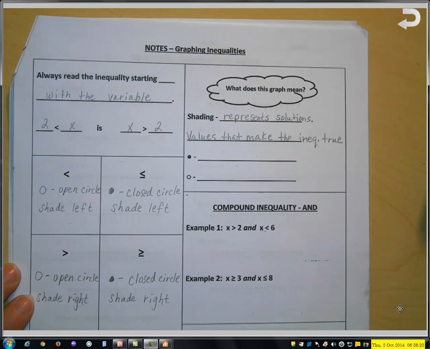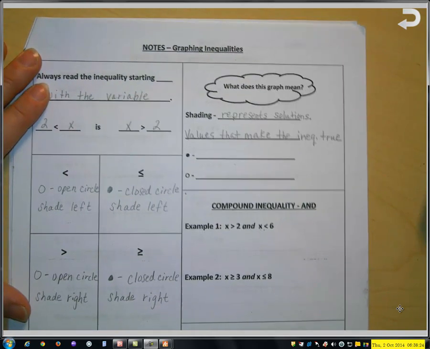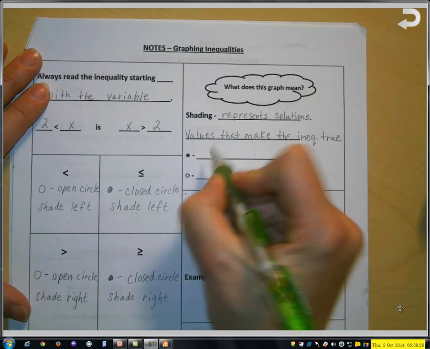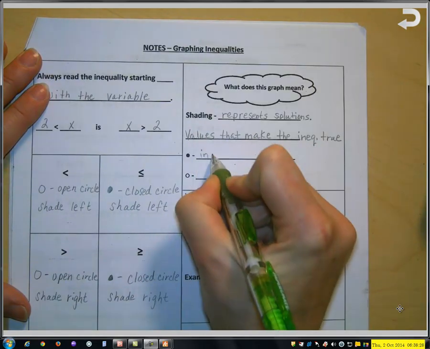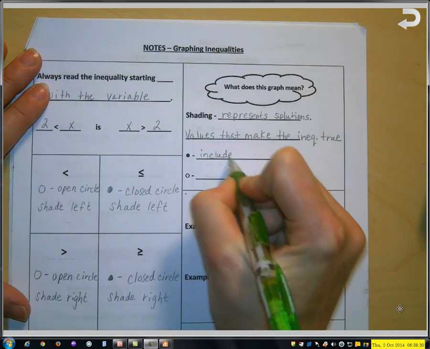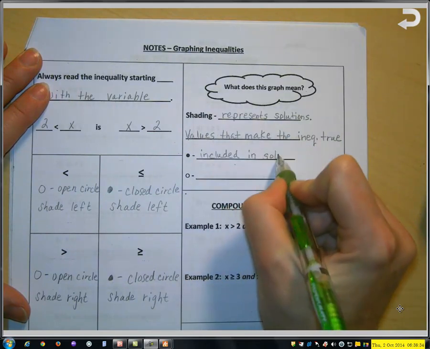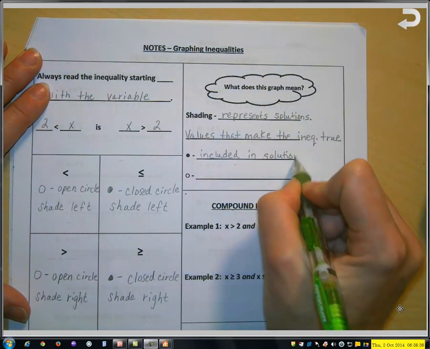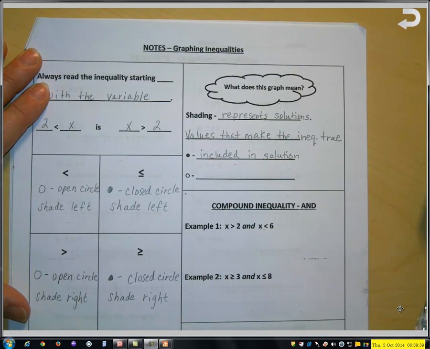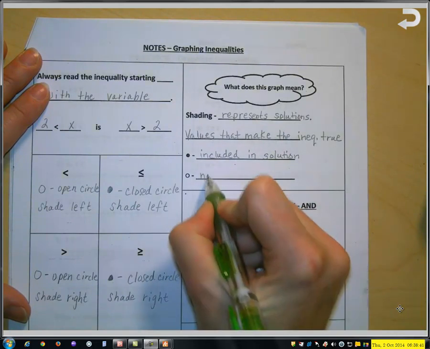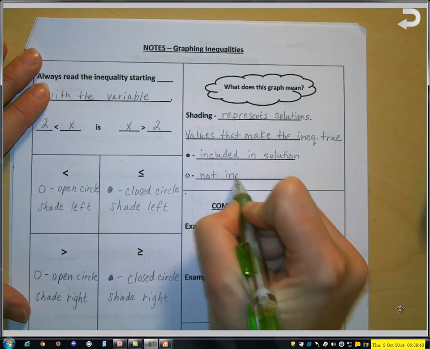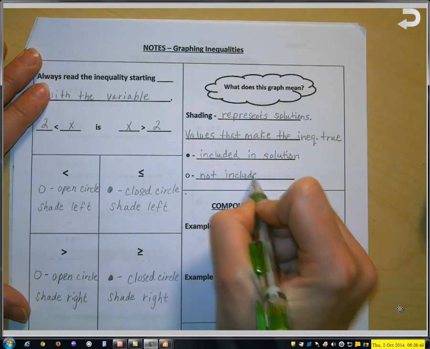Okay, let's go back and talk about our closed circle and our open circle. So the closed circle means that the number is included in the solution. The open circle means that the number that the circle is on is not included in the solution.